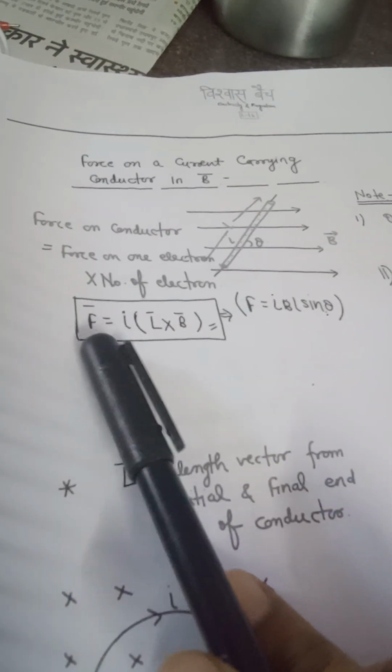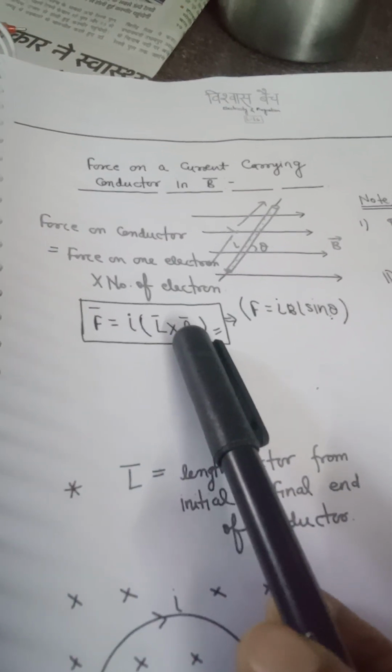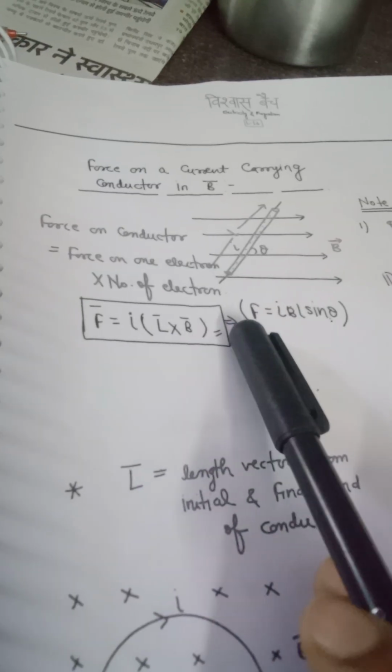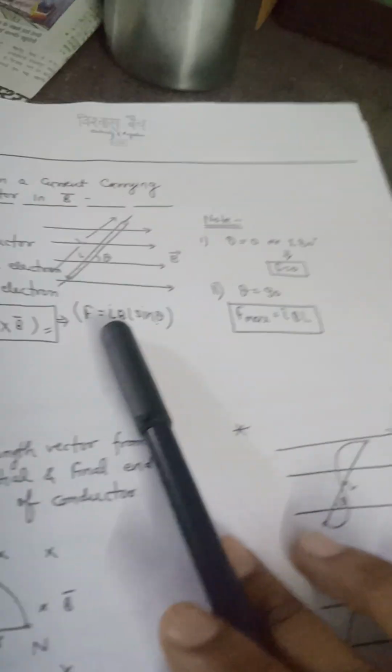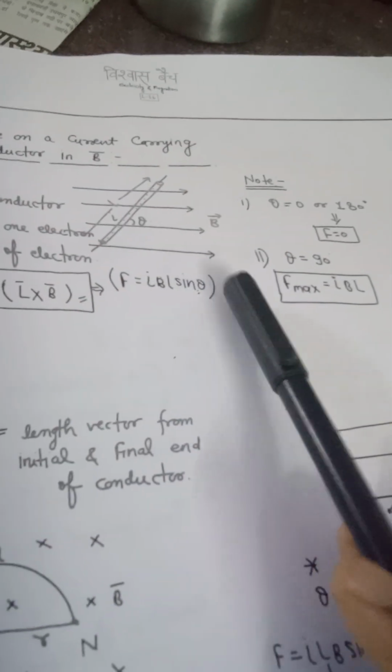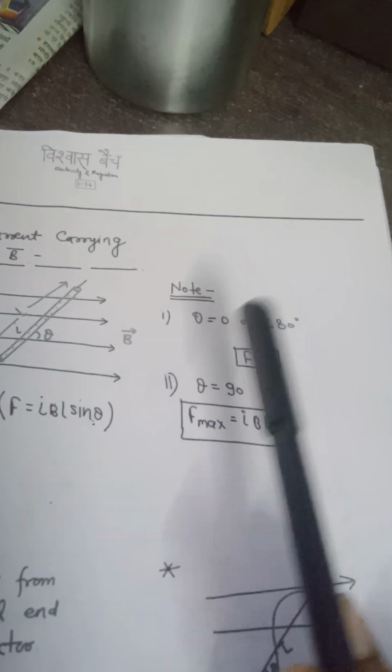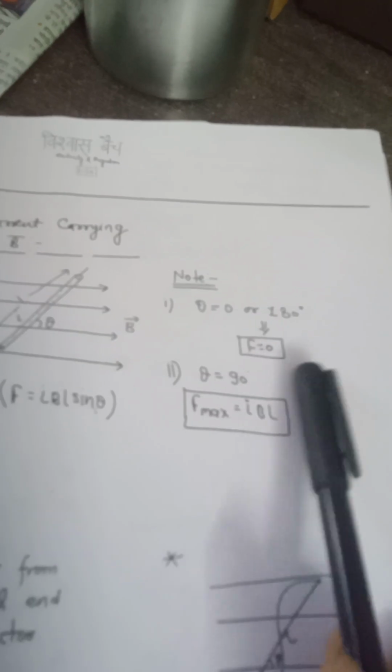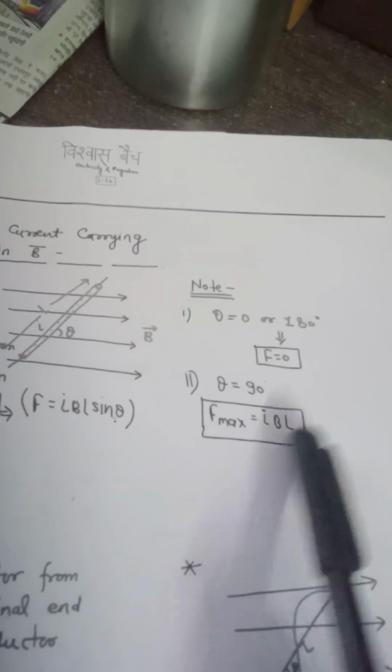So it will come F is equal to I (vector L cross vector B), and after solving we will get F is equal to I L B sin theta. When theta is 0 and 180, F is 0, and when theta is 90, F is maximum, which is I L B.